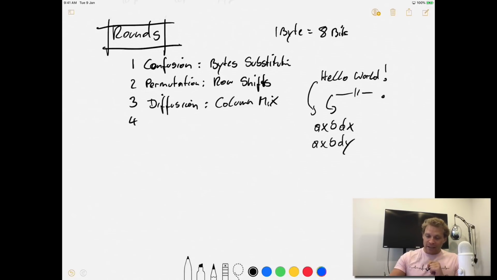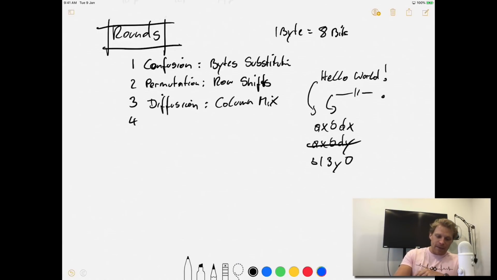It has to look like this one looks, AXBDX, and the other one is B13YO. Just as an example, right? Obviously this is completely wrong, but I just want to give you the reason why. And the reason is because of those steps: confusion, permutation, diffusion. This is very, very relevant.